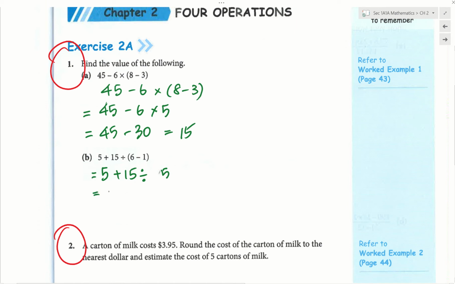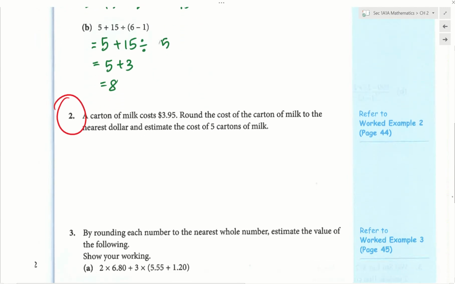Do the division. Okay, so 15 divided by 5 is? So plus 3, right? And we get 8. Yes, next question. Okay, now, here. This, I have not taught you yet. Although I didn't teach you, you probably have an idea of how to do it. But maybe some of you are a bit confused.